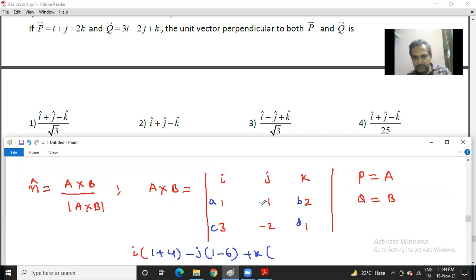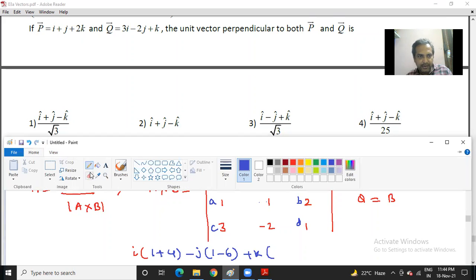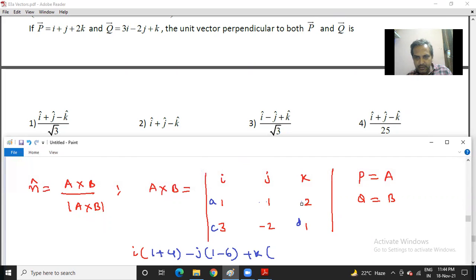Plus K. When you consider K, you have to consider B and D like this. This is going to be B, this is going to be D. So this is minus 2 and this is minus 3. So overall this will be 5I, minus J times minus 5, which is plus 5J, and here this is minus 5K. So this is the vector notation.